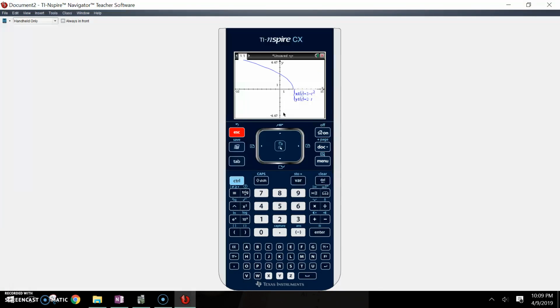So then I get the same curve I had before, and if you want to pull up the table to look at it, you can do that as well. And scroll through there, but you do have the same graph as you did on the 84.